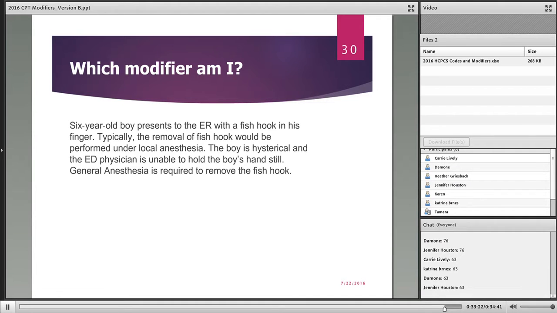A 6-year-old boy presents to the ER with a fish hook in his finger. Typically, the removal of the fish hook would be performed under local anesthesia. The boy is hysterical, and the ED physician is unable to hold the boy's hand still. General anesthesia is required to remove the fish hook. What modifier would be assigned? Okay, you guys are correct. You did an awesome job tonight.